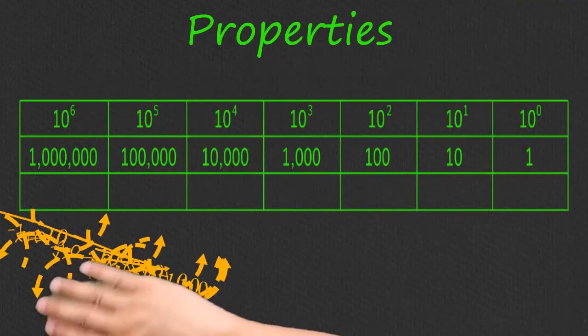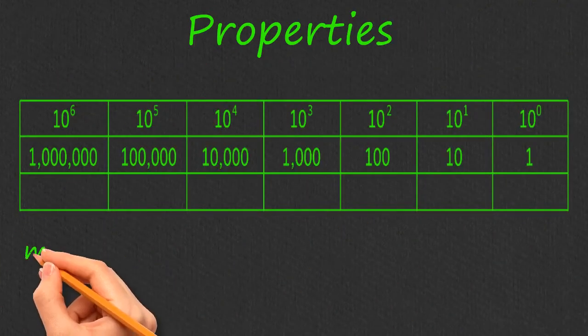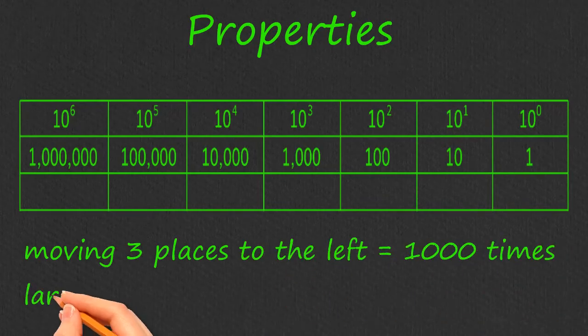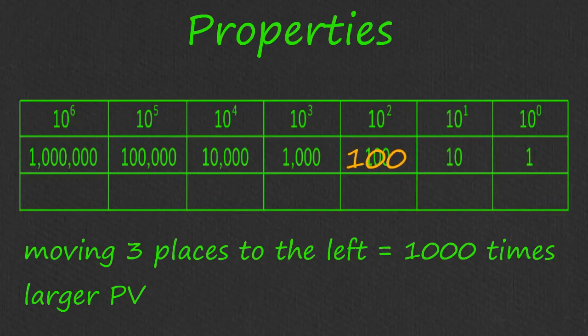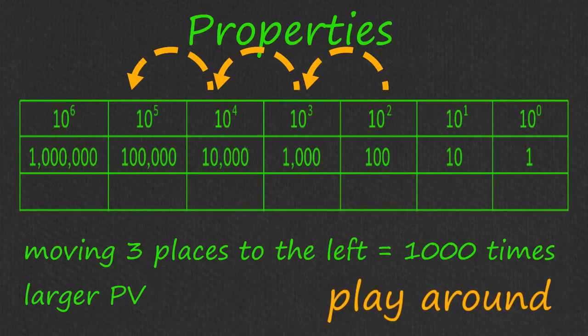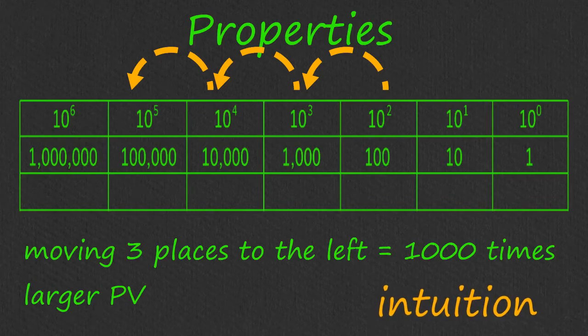Also notice if you start at any number in the place value table and move 3 places to the left, you will end up with a place value that is 1,000 times larger. For example, if you start at the place value 100 and move 3 places to the left, you end up at the place value of 100,000, which is exactly 1,000 times larger than the 100 we started at. I encourage you to check it with other place values and other numbers of steps. Just play around with the different examples until you develop the intuitive feel for how the table is set up and how to move along it.